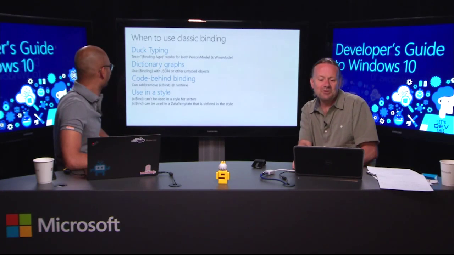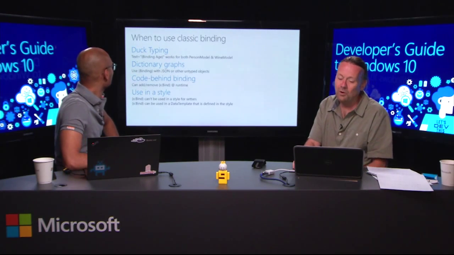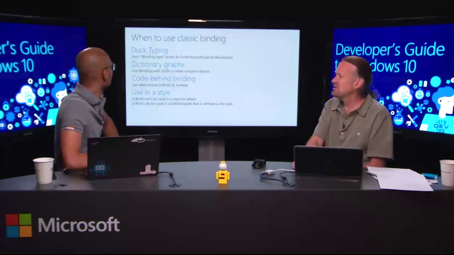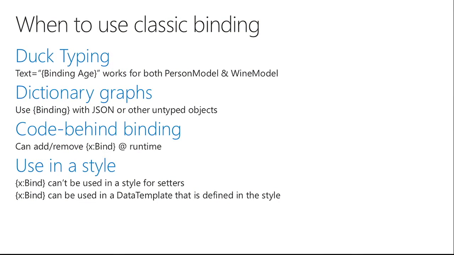So when would you use classic binding? Well, actually, you might want this duck typing. Maybe you want to take advantage of that. If you've got JSON objects, you can use classic binding with that, and it will just drill down to the top level elements. But that won't work with xbind. That's what we call dictionary graphs.